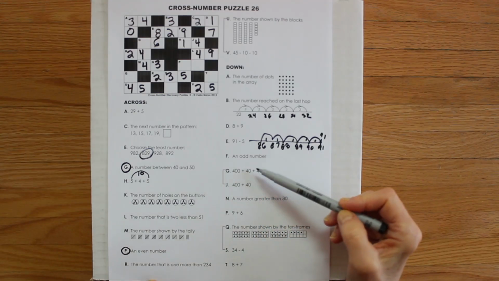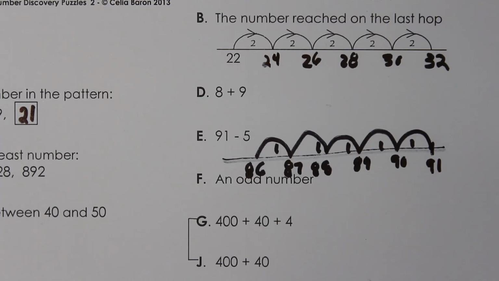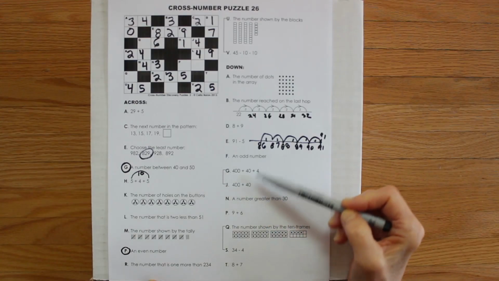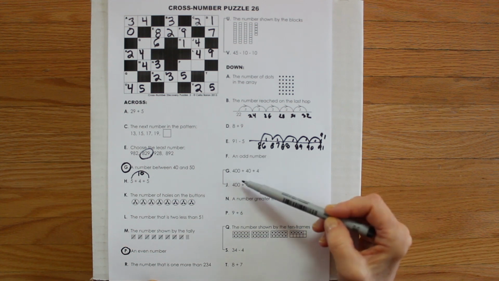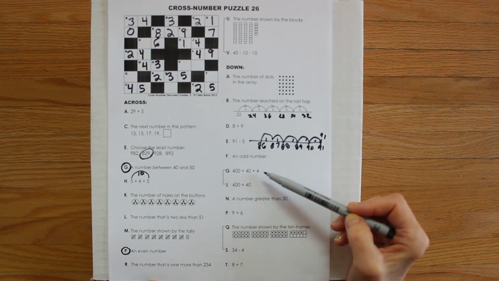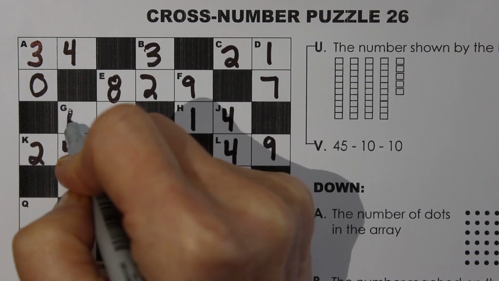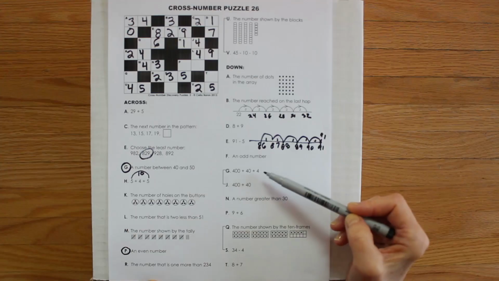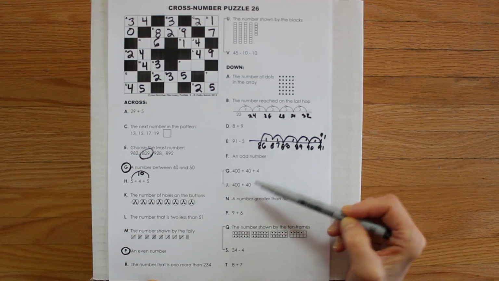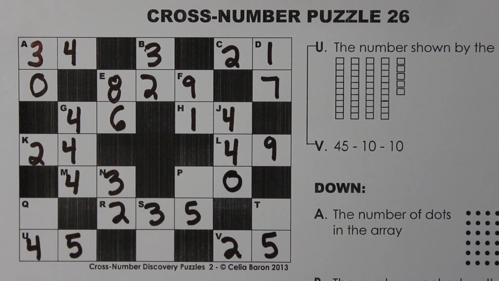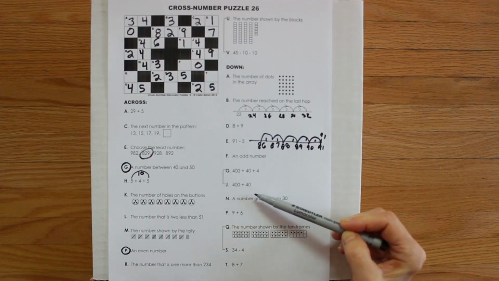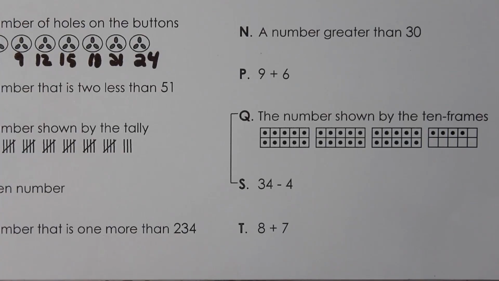Question G and J are connected. They involve 3-digit numbers looking at hundreds, tens, and ones. Question G, we have 4 in the hundreds place, 4 in the tens place, plus 4 ones. Question J, we have 4 in the hundreds place, 4 in the tens place, and we put the 0 in the ones place. N has already been answered.